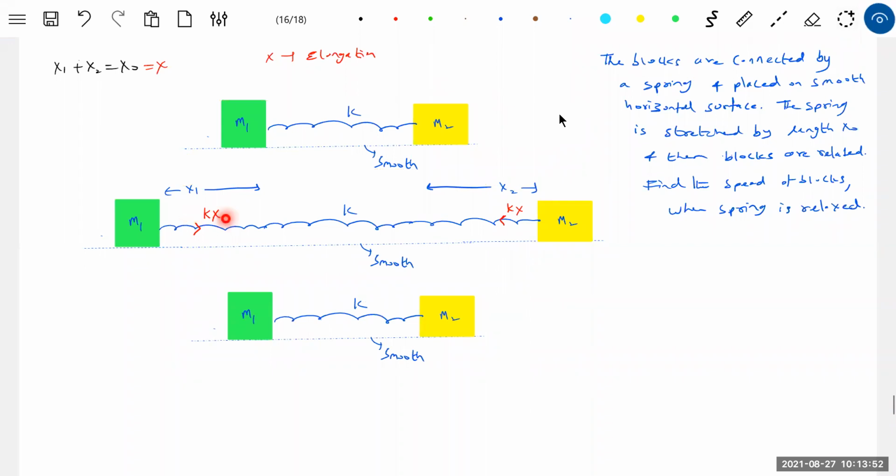Spring force did work. So when the force acts, the body will accelerate. Due to acceleration, speed will increase. Due to increase in speed, there is an increase in kinetic energy. So now these will have velocity v1 and v2. We have to calculate that v1 and v2. That's the question: find the speed of the blocks when the spring is relaxed.